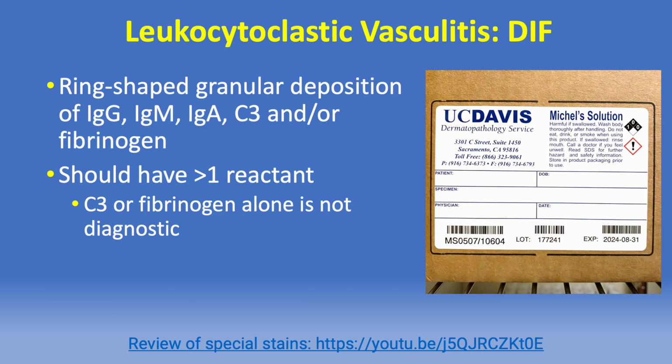As a practical matter, we'd like to see a ring-shaped granular deposition of the immunoreactant in order to count it as real. And there shouldn't just be one. So having C3 or fibrinogen alone is not diagnostic. If the clinician is looking for vasculitis, it could be regarded as at most suggestive, but we'd like to see at least 2 reactants and ideally at least 1 immunoglobulin.